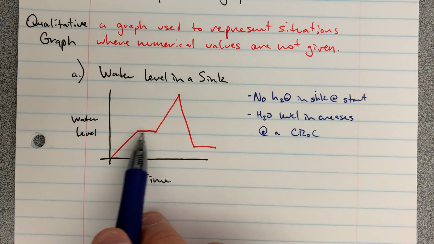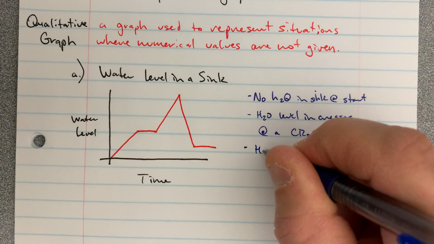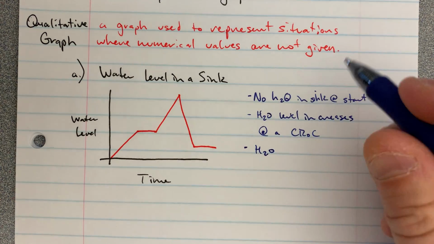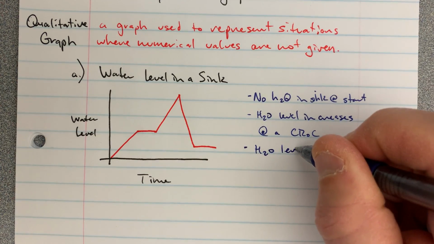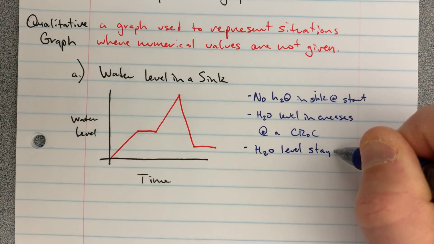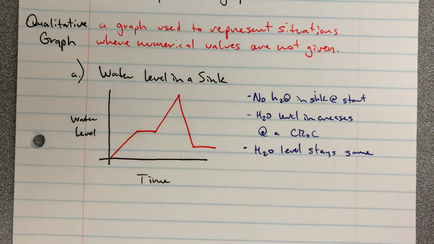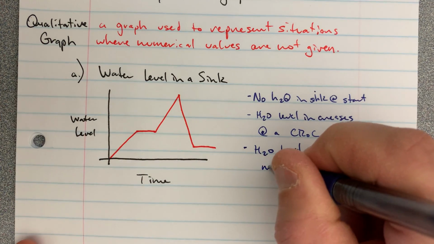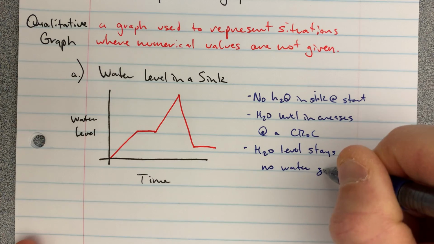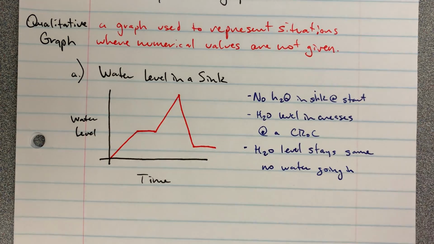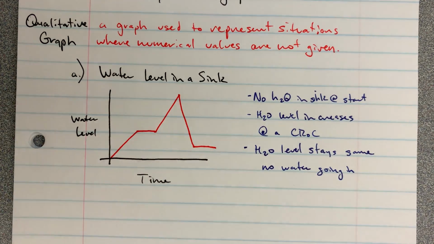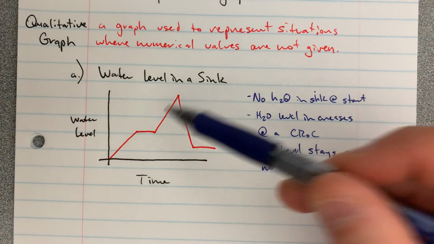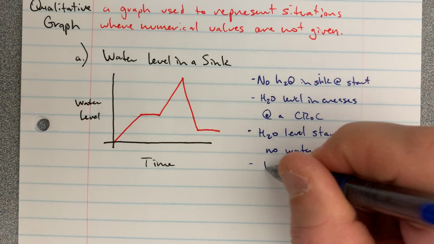Then it levels off here. So H2O level stays the same. And since it's staying the same, what I can assume is there's no water going in. So either the water's been turned off or it's maybe moved to that other adjacent sink that's next to it. And then from here to here, obviously increases at a constant rate of change.